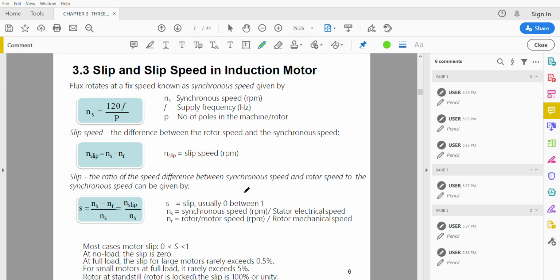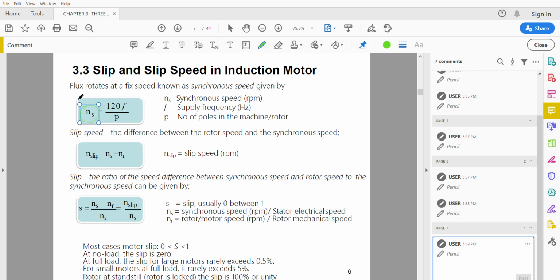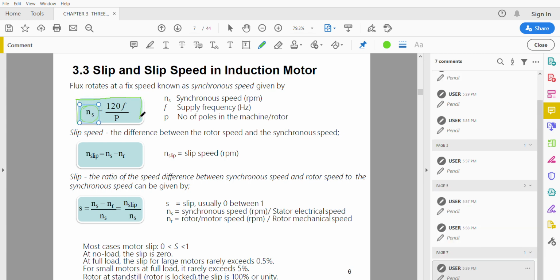3.3, I will talk about the slip and slip speed in the induction motor. The flux rotates at a fixed speed known as the synchronous speed, or the speed of the rotating magnetic field. Synchronous speed is abbreviated as NS. The formula is NS is equal to 120 times F over P, where F is the supply frequency, P is the number of poles, and NS is the synchronous speed, as I mentioned earlier.